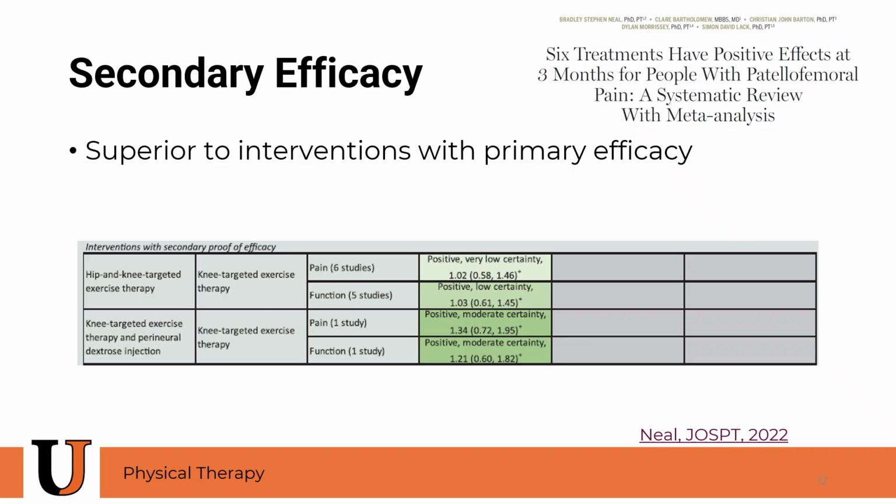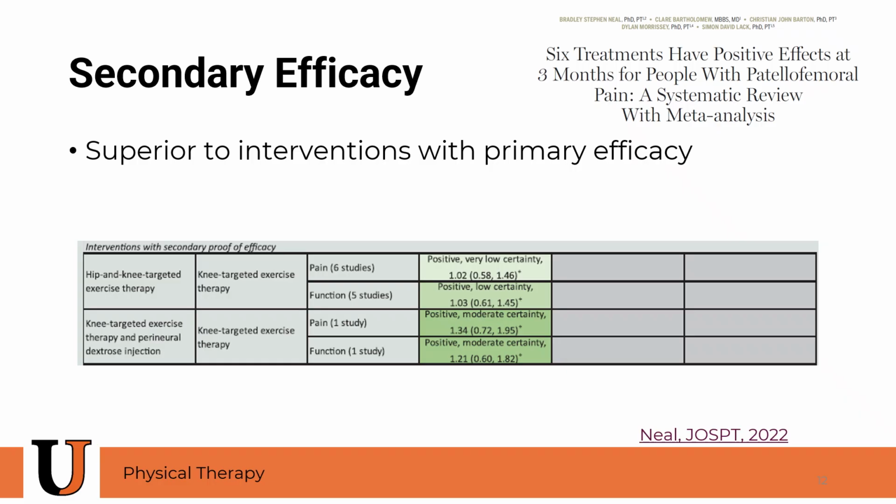Found 2 interventions that had secondary efficacy. Remember, secondary efficacy is superior to interventions with primary efficacy. And they found that hip and knee targeted exercise therapy was superior to knee targeted exercise therapy. They also found that knee targeted exercise therapy and perineural dextrose injection was superior to knee targeted exercise therapy.